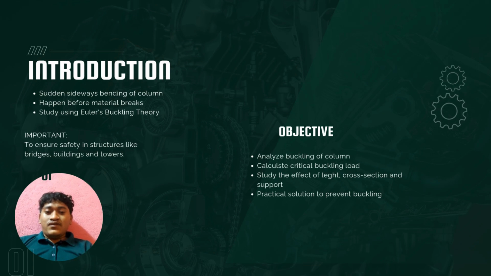For the objective, first, analyze buckling of column. Second, calculate the critical load. Third, study the effect of the length, cross section and support. For the last, provide practical solutions to prevent the buckling.